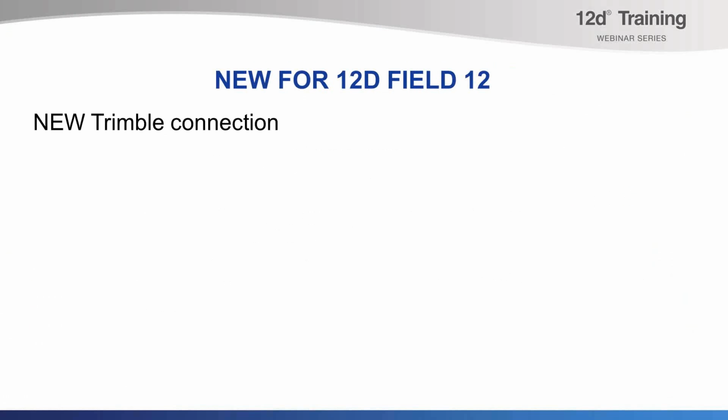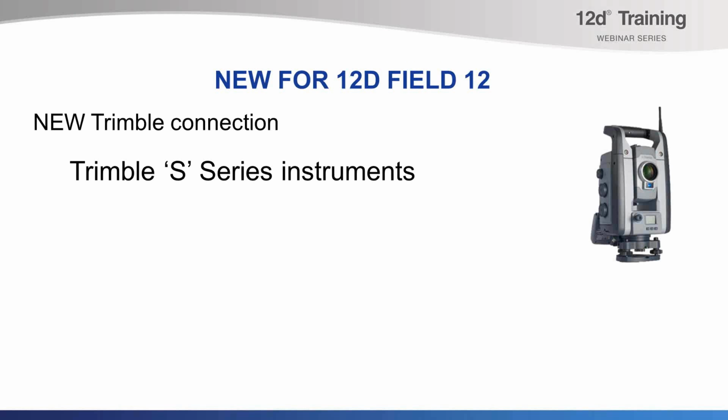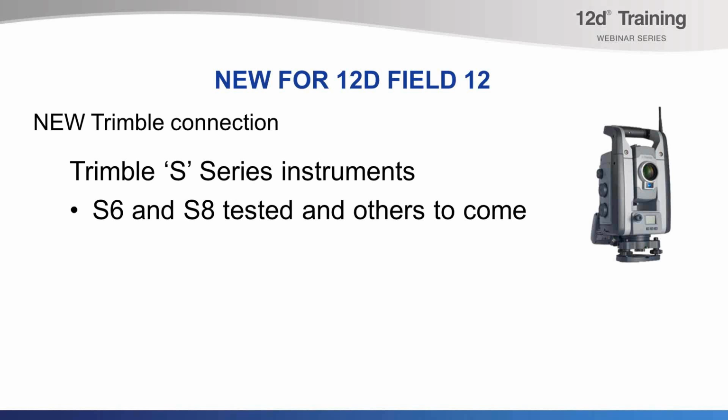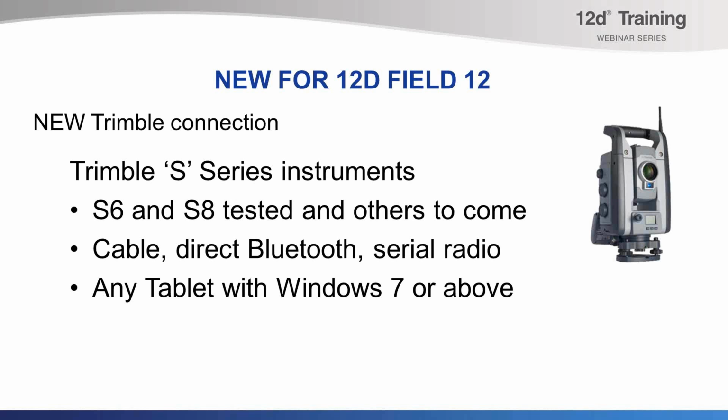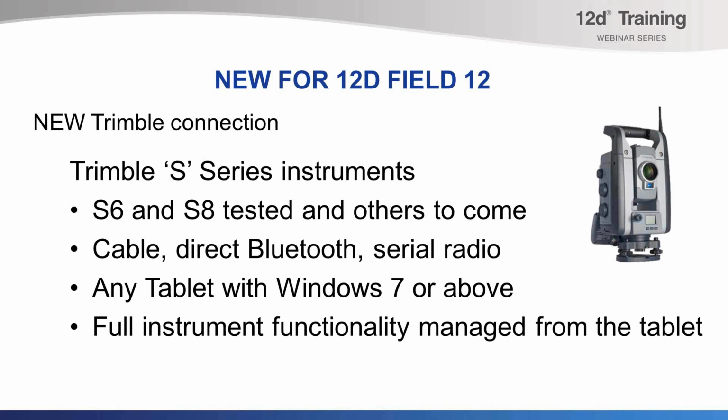Generally for 12D Field, there is a new Trimble connection. We have now the Trimble S series instruments running in version 12. The S6 and S8 have been tested, and there are others to come. That's a connection through cable, direct Bluetooth to the instrument, or through a serial or a Bluetooth serial combination radio. They work on any tablet with Windows 7 or above. And obviously the full instrument functionality, as with all our other instruments, is managed on the tablet itself, so that you can work remotely or next to the instrument, or a combination of both.